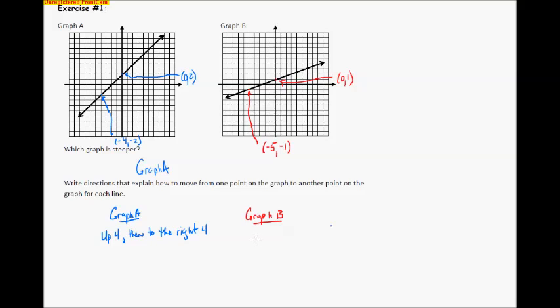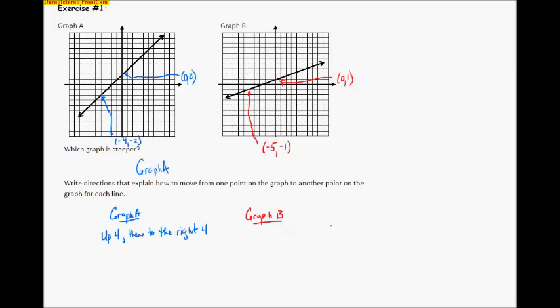What are directions that would explain how to move from one point to the other? Well, if I start here, again, I want to go up and down first. So I want to start here, and I want to go up 1, 2. All right, that would put me right there.